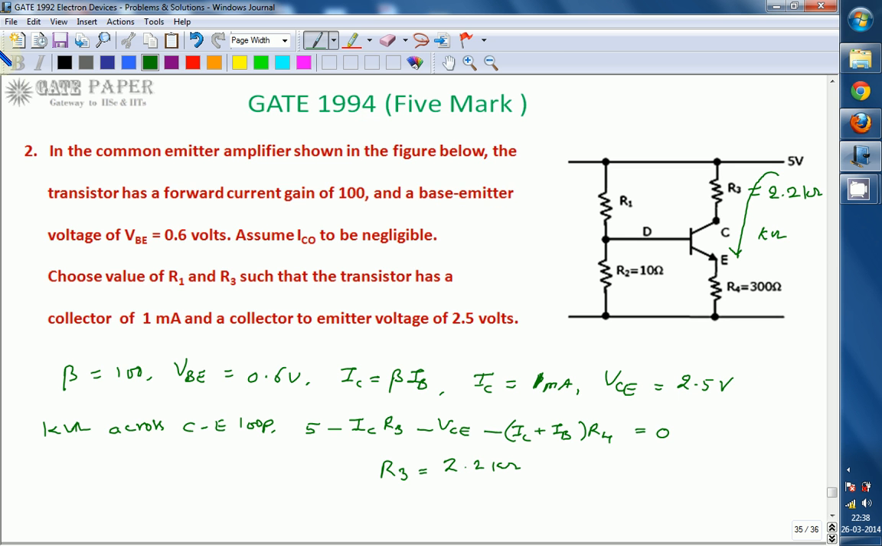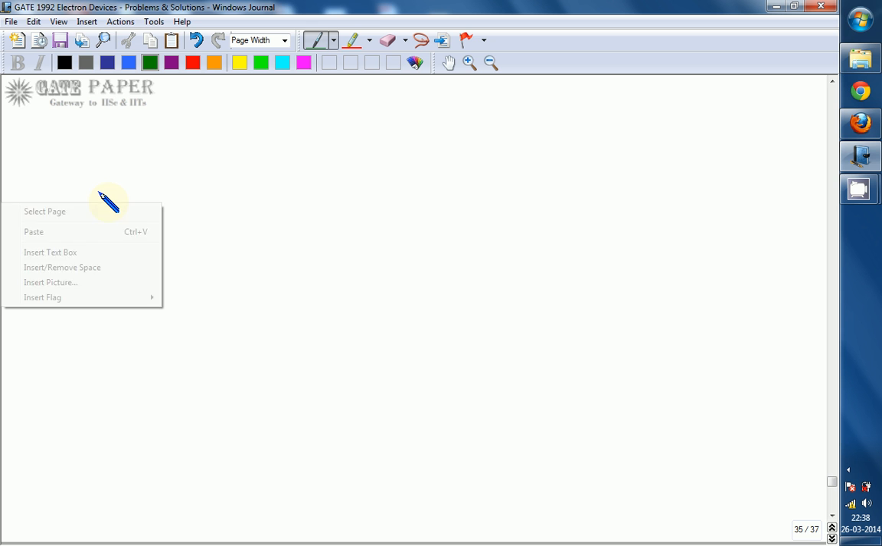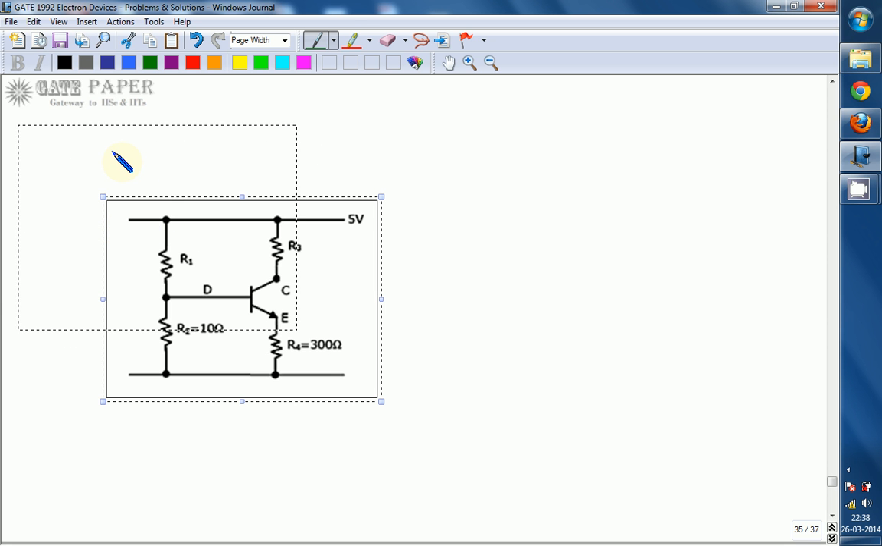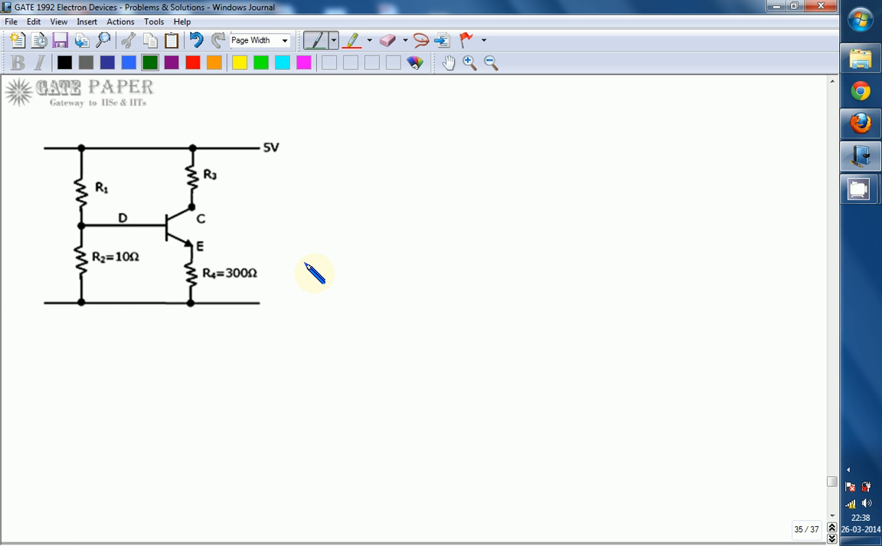Next, we will see how to calculate R1. So this is the given diagram, and we have already calculated the R3 value, which is 2.2 kilo ohms. Now what we require is R1. To find R1, we must know the voltage across both ends of R1 and the current flowing through R1, so that when we divide, the value will be R1. Let us assume this is VR1, the voltage across R1.